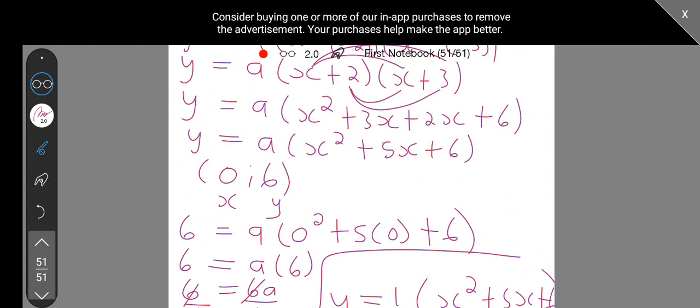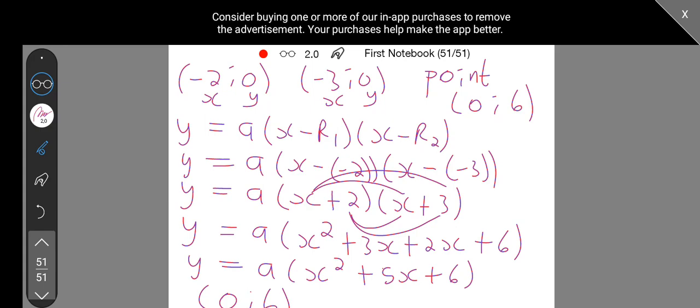And this is how we can determine an equation of a parabolic function given the two x-intercepts and a point. The point might not be a y-intercept, it might be any point. But first of all, check for the x-intercepts. R1 and R2 stand for the x-intercepts. The first x-intercept is -2, and the other one is -3. That's why we plugged -2 here, and here we plugged -3.